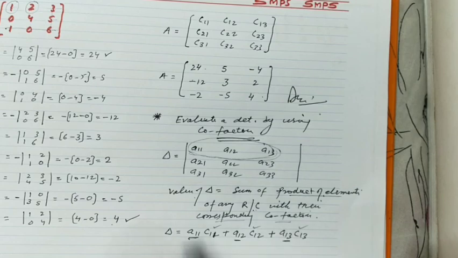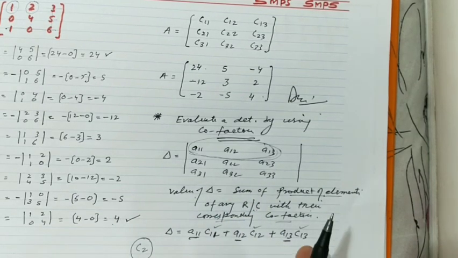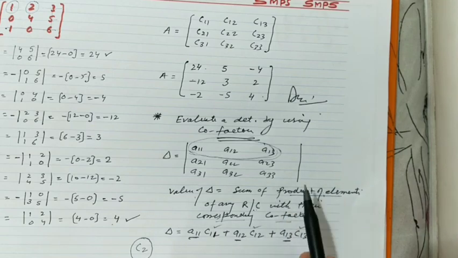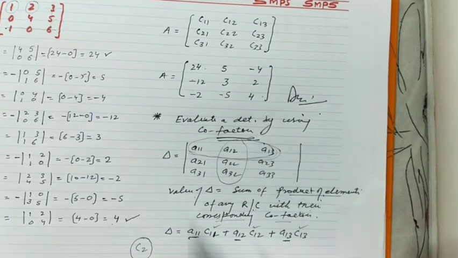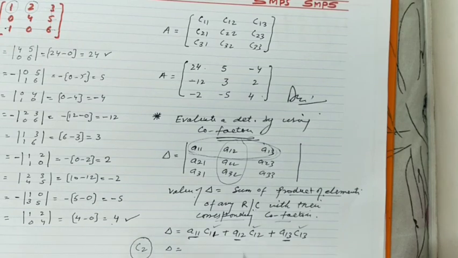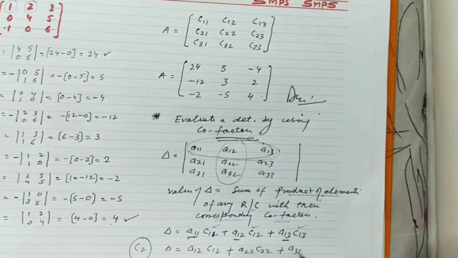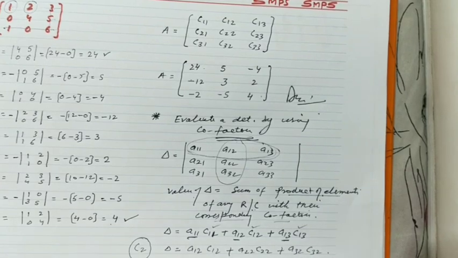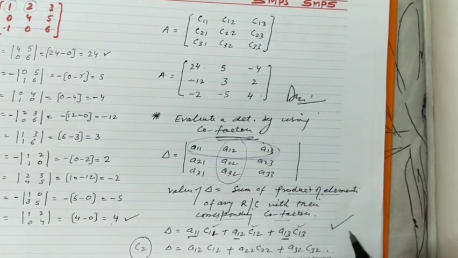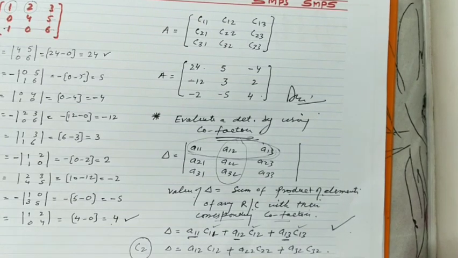Got it? Let's suppose that you want to expand this along C2. Where is C2? C2 is here. By using cofactors, what's the value of this determinant? Look here. A12 C12, plus A22 C22, plus A32 C32. Okay. So it is another way to evaluate a determinant.